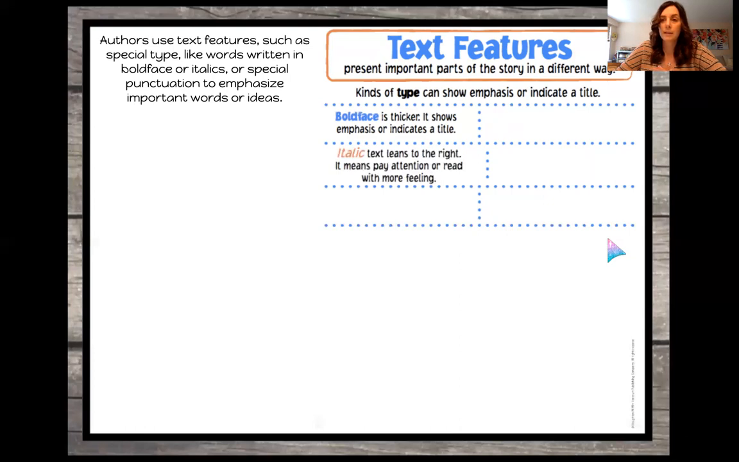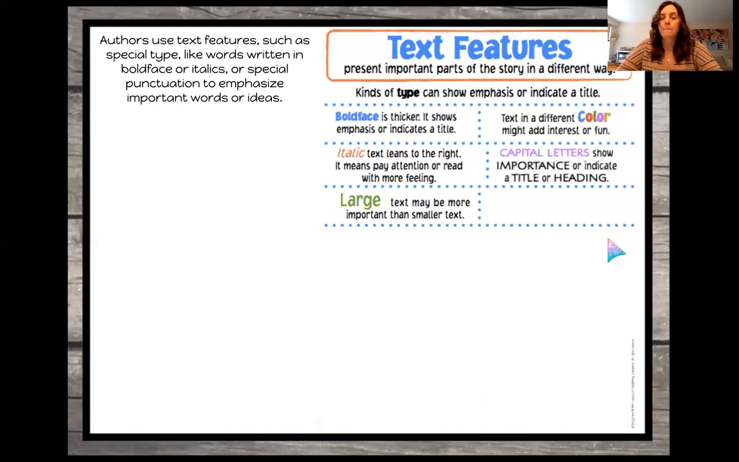Italic type is type that leans a little bit to the right. And when you see italic type, it's a clue to you that you should pay attention or read that section with more feeling. It's a clue to you that this is important. Large text is text that is written bigger than the rest of the text around it, and usually it's because this is more important than the other text that's smaller. Sometimes authors write texts in different colors, and that's to add interest or make it fun.